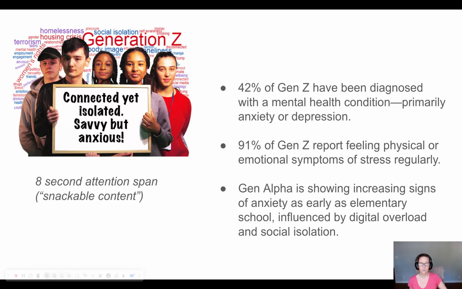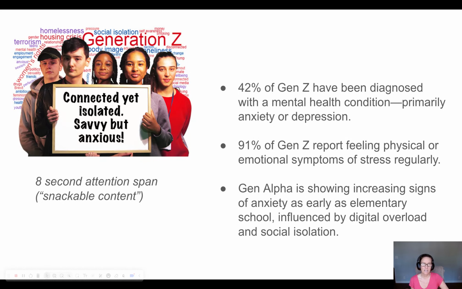Gen Alpha is following a similar and in some ways even more concerning path. We're seeing signs of anxiety and emotional stress as early as elementary school. For many of these students, digital overload, constant connectivity, and social isolation during key developmental years are taking a toll, which brings us to technology in the classroom. And how much technology should we be using since they are inundated with technology?